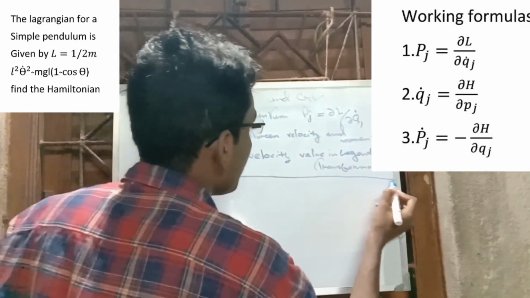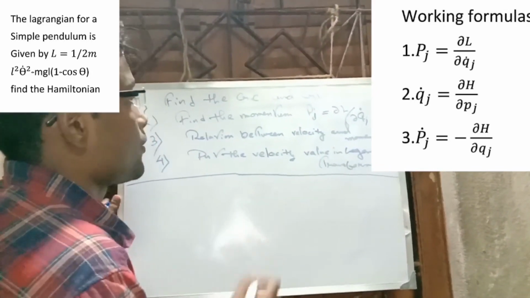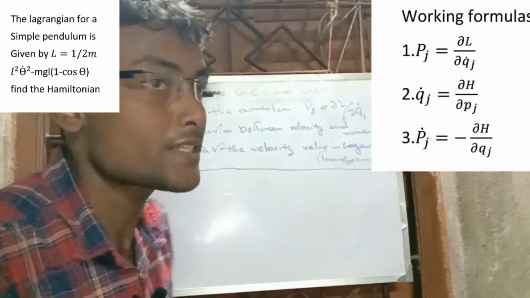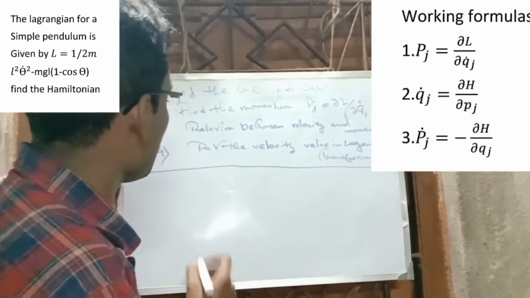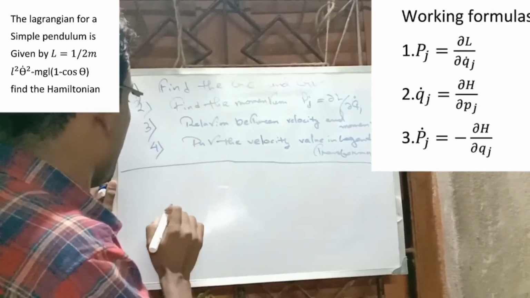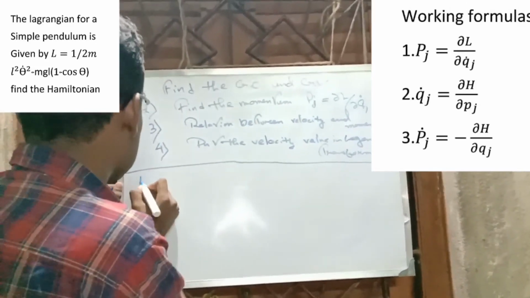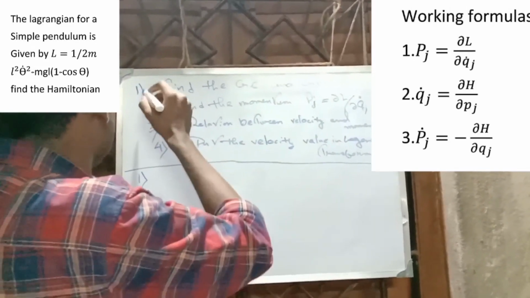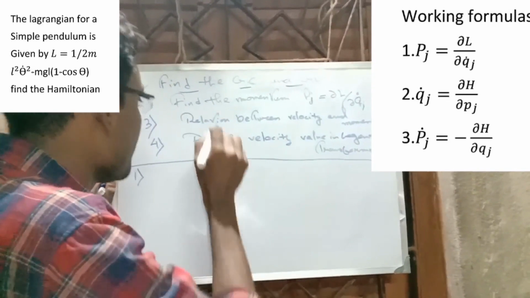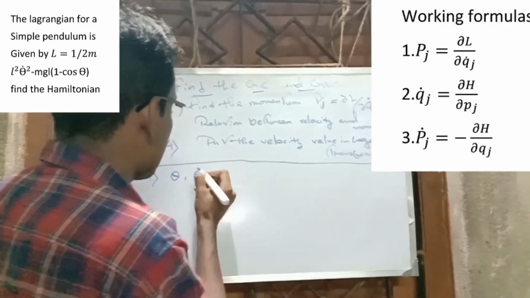By following the steps, I'm going to change a Lagrangian to a Hamiltonian. So you can see a very simple question, a very simple Lagrangian of a simple pendulum, that is L equals half m l square theta dot square minus m g l into 1 minus cos theta. And we have to change it to a Hamiltonian. So at first, by following the steps, step 1, find the GC and GV. In this Lagrangian, the generalized coordinate is theta and the generalized velocity is theta dot.